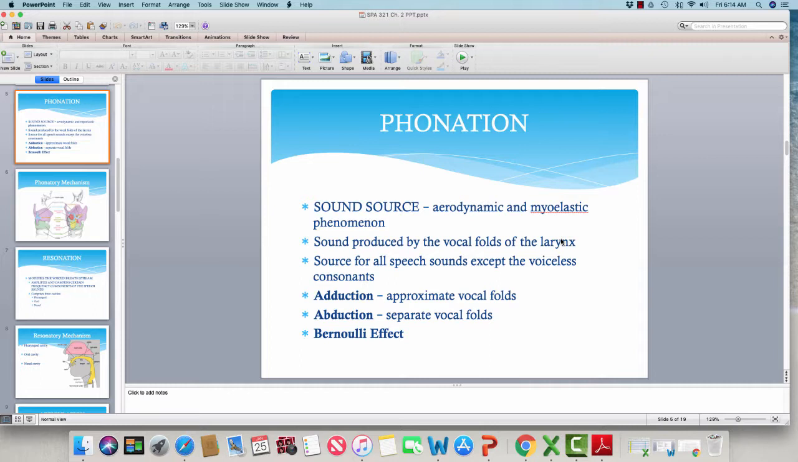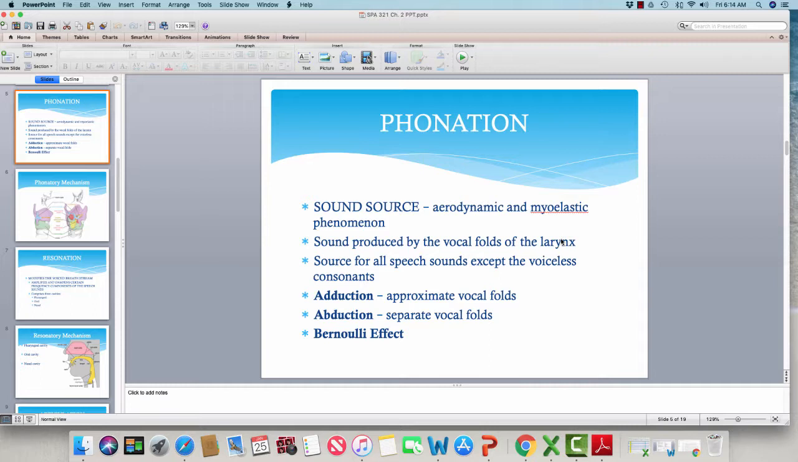Again, individuals with voice disorders, which is covered in extensive coursework in graduate school, usually a voice course, we can see individuals who have problems with phonation because either part of the aerodynamic system isn't working properly or the myoelastic system is not working properly. So sound is produced by the vocal folds of the larynx. It is the source for all speech sounds except the voiceless consonants. So all vowels and all voiced consonants are coming from phonation.